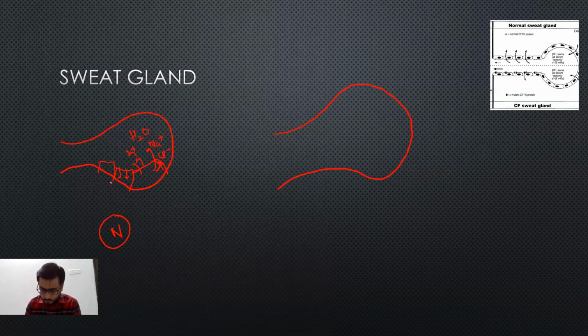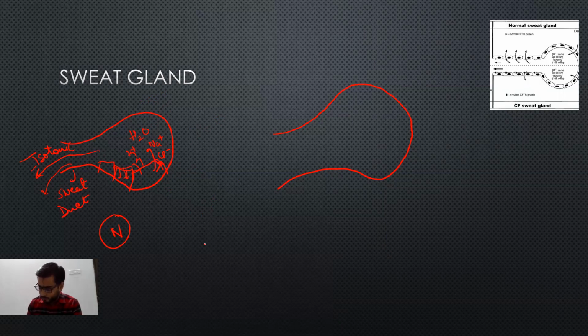So what happens normally to this sodium and chloride? There is reabsorption of sodium, chloride, and water. So the sweat formed is isotonic, because all the ions, that is the sodium, chloride, and water, get reabsorbed inside the adjacent sweat gland cell, and the sweat comes out from this sweat duct. So this is the formation of sweat.